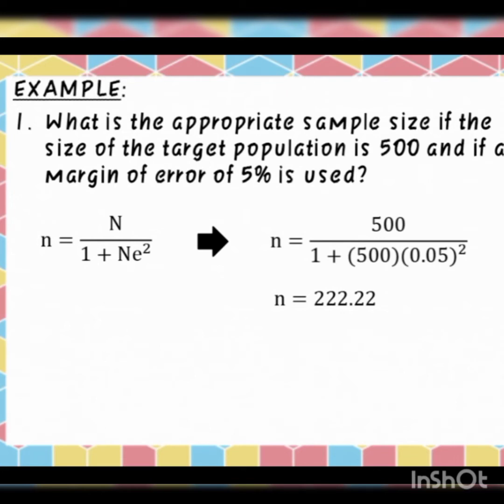So therefore, we have n is equal to 222.22. Okay, dito po sa sample size, wala po siyang decimal. Dapat po siya whole number. Pag may decimal po siya, gagawin po natin siyang whole number o i-round off po natin siya. Di ba po usually pag nag-round off tayo, dapat 5 to 9. Dito po, regardless kung maliit man po yung value ng decimal, i-round off po natin siya or gagawin po natin siyang whole number. So mangyayari po dito is magiging 223. So the sample size in the given population, which is 500, is 223.